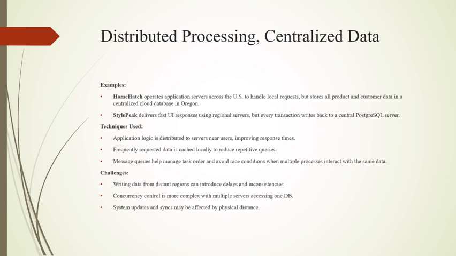Now, let's look at the third slide, which is distributed processing with centralized data. In this approach, companies like HomeHatch and StyleSpeak distribute the processing across different servers, usually close to where the users are, but the data storage remains in a single location. This setup improves performance because the application logic is handled regionally, and techniques like caching and load balancing help speed things up.